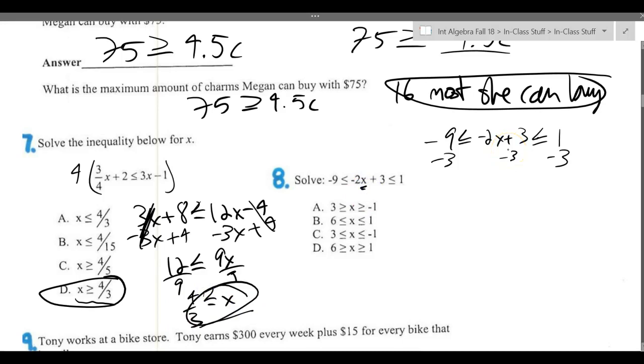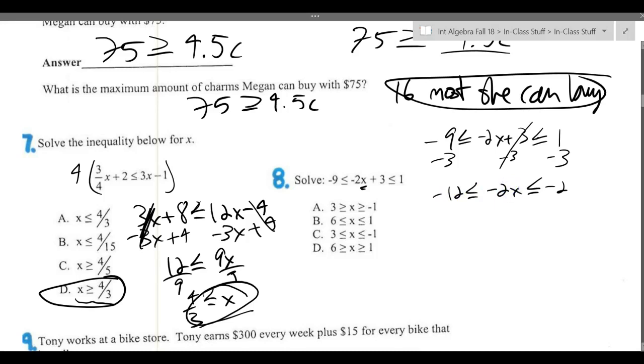So we're still thinking about undoing. There's a +3 here. What's the opposite of +3? -3. So I've done 1 - 3 over here. That gives me -2. Let's cancel. -9 minus 3, that's a -12. Is this equal to -2x?